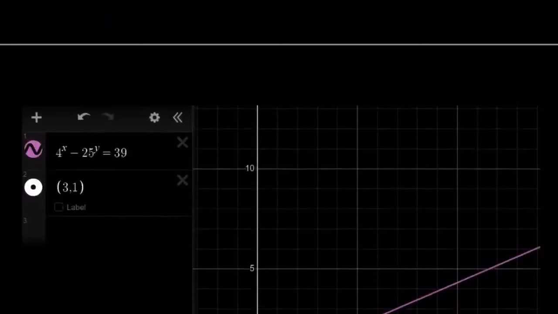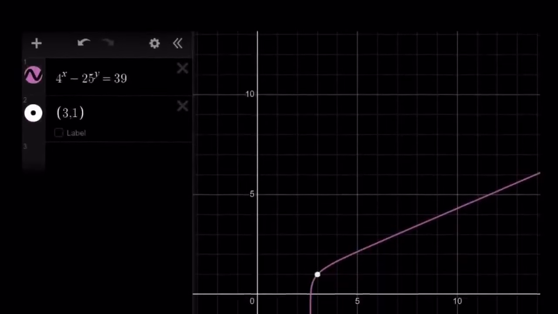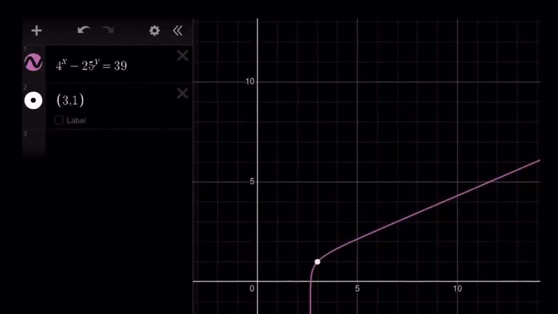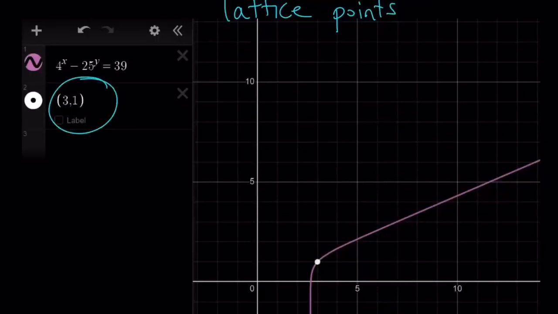So here's the graph of the relation 4 to the x minus 25 to the y equals 39. And why did I mark the only single point 3, 1? Because that's the only point with integer coordinates, and those are called lattice points. Lattice points are points with integer coordinates, and we have a single solution for this equation.